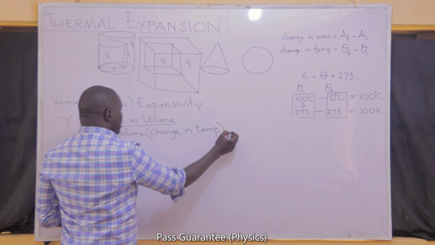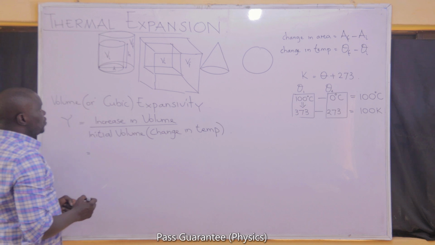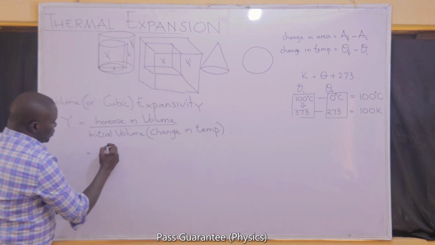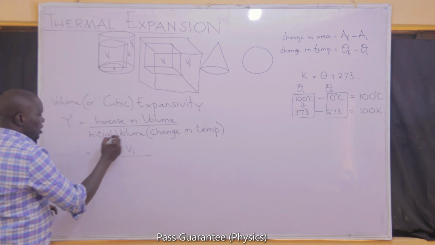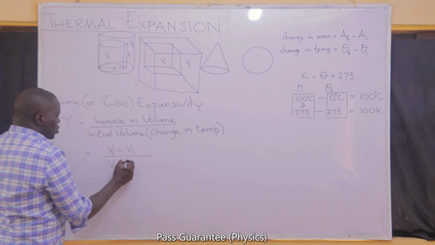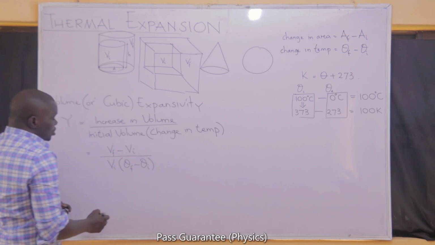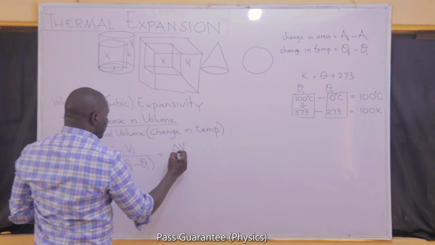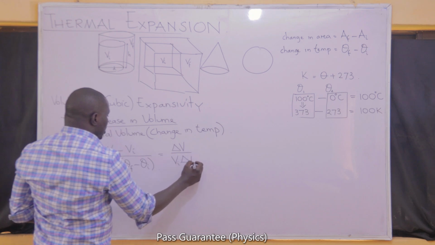If that is the case, then I can simply express this as the increase in the volume. If its volume increased from V initial to V final, the increase in the volume will be Vf minus Vi, all over the initial volume Vi, multiplied by the change in temperature. The change in temperature should be theta F minus theta I. So that should be expressed as change in volume all over the original volume multiplied by the change in temperature.